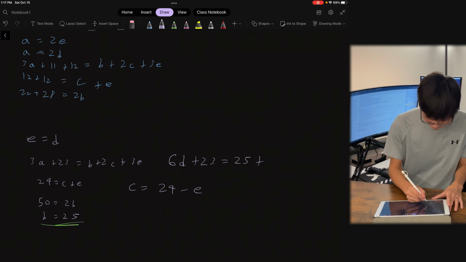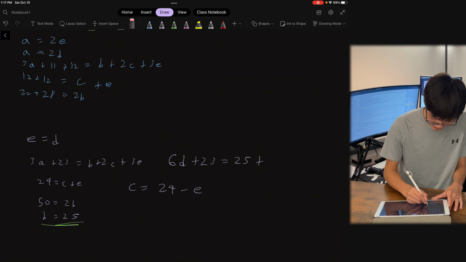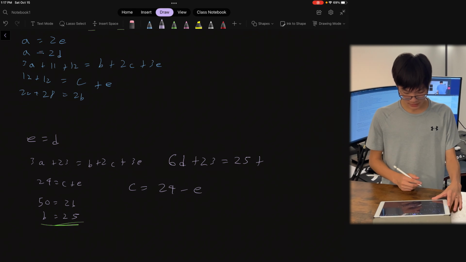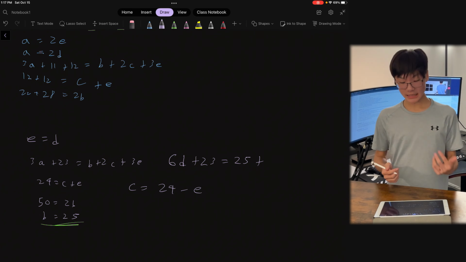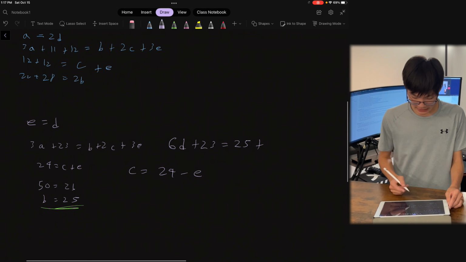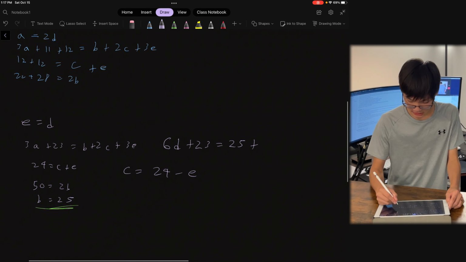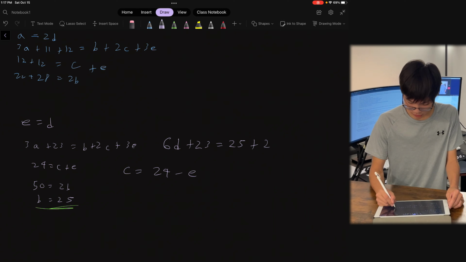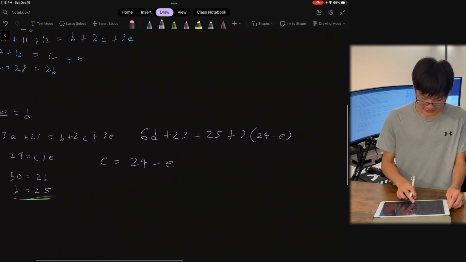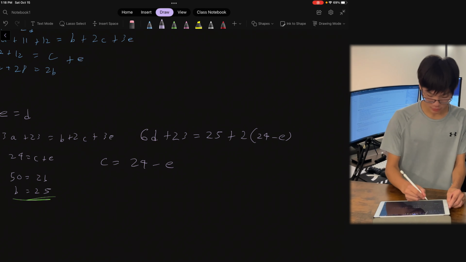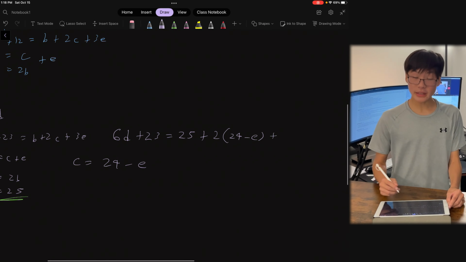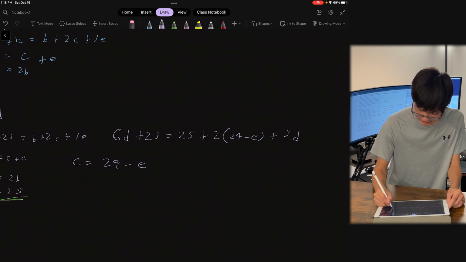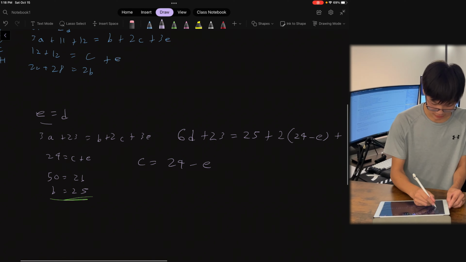Well, from this equation right here, we notice how we can subtract E from both sides, which will give us 24 minus E is equal to C. And now with that, we can plug that in for C. So C is going to be equal to 2 times 24 minus E, because C is equal to 24 minus E, but we're multiplying that by 2 because we have 2 of C. There we go. And now for E, we know that E is equal to D, so it'll give us 3D, because E is equal to D, which is right here.